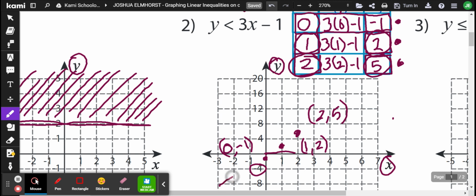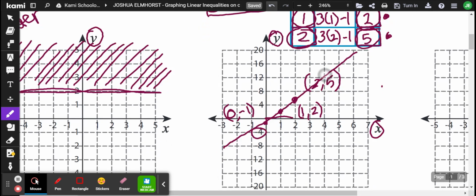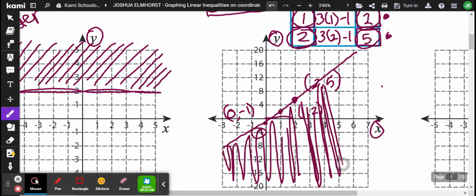So we could connect this with a line. So this equation here, 3x minus 1, is now graphed on the coordinate plane. So now we're going to look at the relationship of y and what side y is. Anything that is below, y is going to be below wherever that line is at. So we go here to the below part, and then we can just shade this part in that is below that line on the graph.